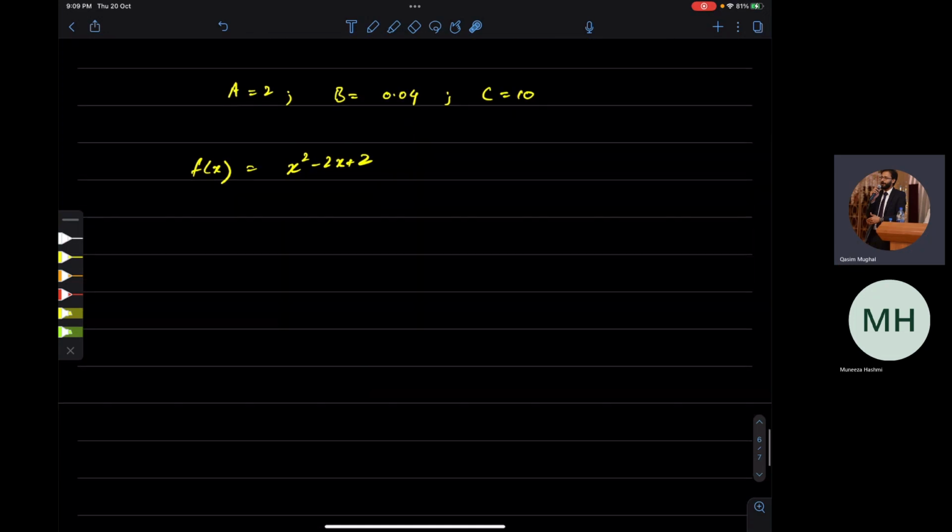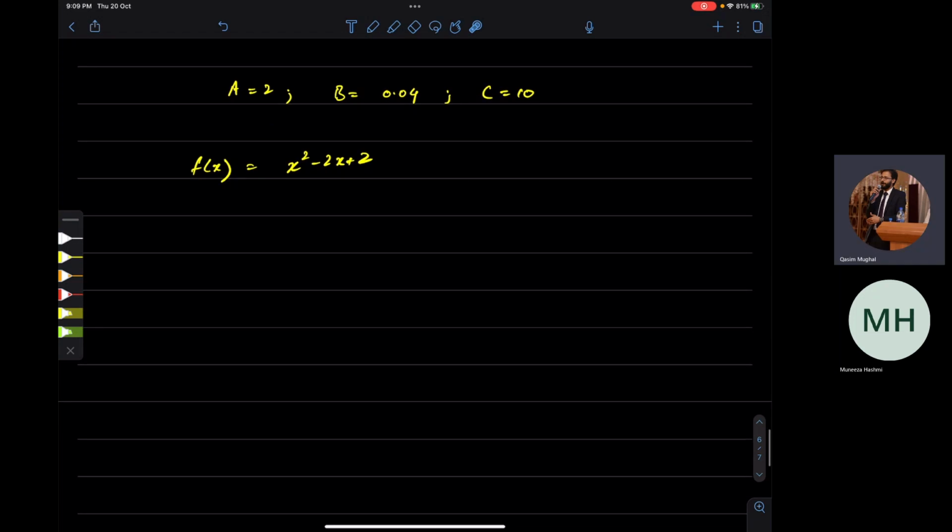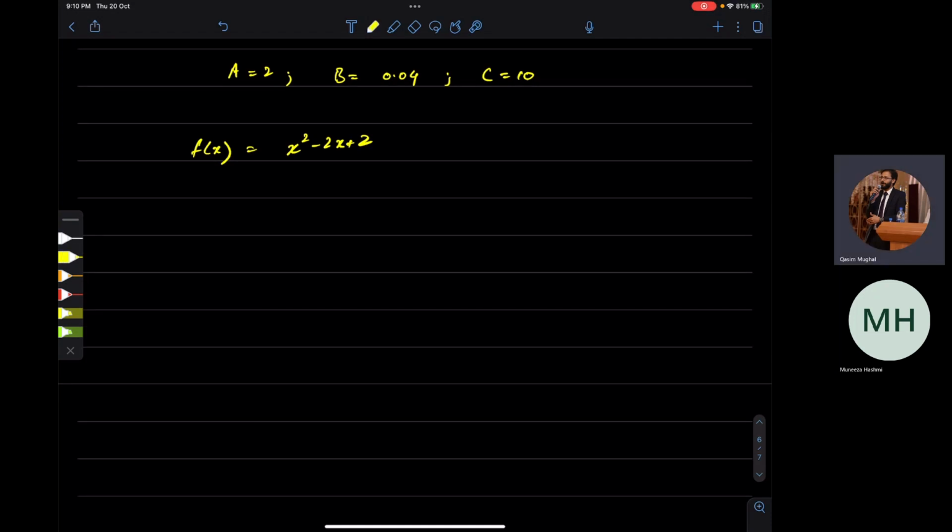So I'm going to, wait a minute. Here is an exam question. Do you have the book? Yes, I do. Right, open page number 27. Do you see question number 8? Yes. Question number 8, page number 27.